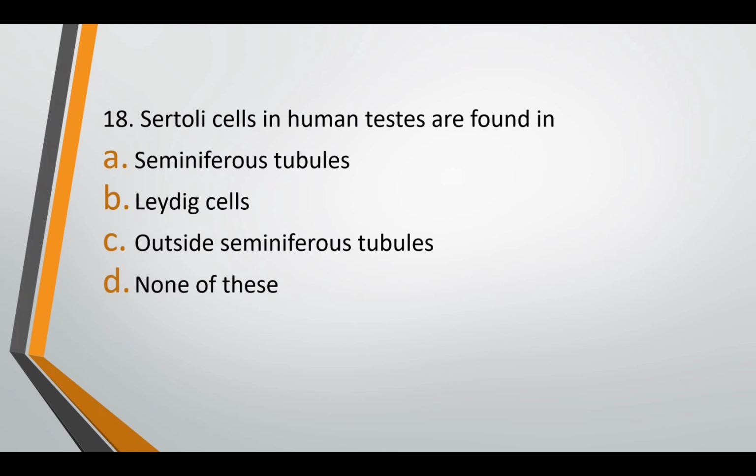Sertoli cells in the human testis are found in seminiferous tubules, Leydig cells, outside seminiferous tubules, or option D, none of these. Sertoli cells in the human testis are found in. Correct answer is option A, it is found within the seminiferous tubules.